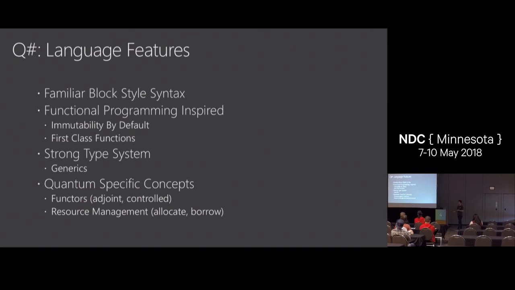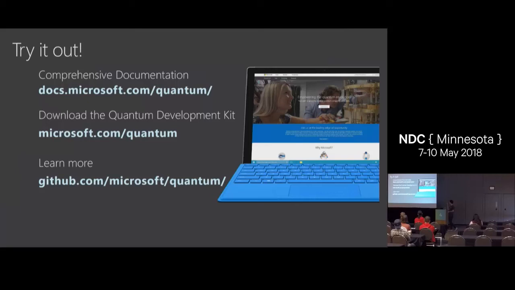And one of the things that Q-sharp gives you is the ability to create that adjoint, that inverse function, automatically for many different scenarios, and also automatically create the controlled version of that function. Okay, cool. So if you want to try it out, you can go to docs.microsoft.com/quantum to read up on it, and you can download the QDK from microsoft.com/quantum.